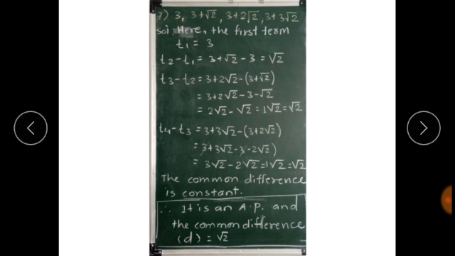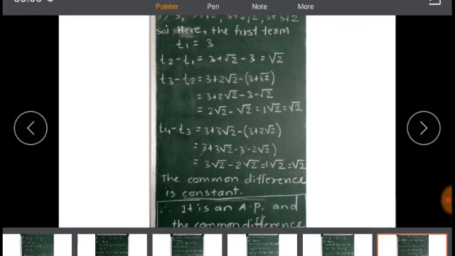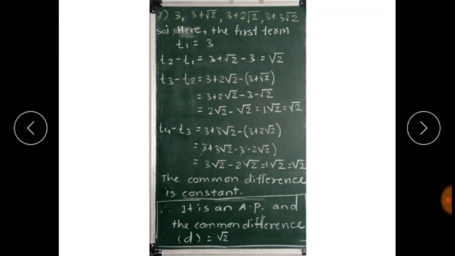Similarly, T4 minus T3: 3 plus 3 root 2 minus the bracket 3 plus 2 root 2. Multiply this negative sign to all the terms inside the bracket. Do this carefully. Minus 3 minus 2 root 2 plus 3; 3 minus 3 cancel. Therefore, 3 root 2 minus 2 root 2, which is equal to root 2. Therefore, the common difference is constant and hence it is an AP and the common difference is root 2.